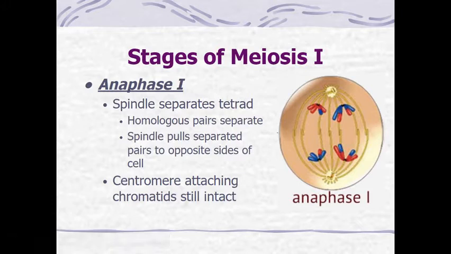So then the next stage is anaphase 1. And in anaphase 1, the spindle, which has attached onto those centromeres of the homologous pair, will separate the tetrad. So what gets separated are the homologous pairs. The spindle pulls the separated pairs to opposite sides of the cell. One thing that's important to know at this point is that the centromere that attaches the individual chromatids is still intact. So we've separated the pairs, but not the chromatids.